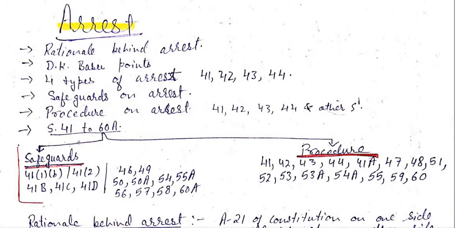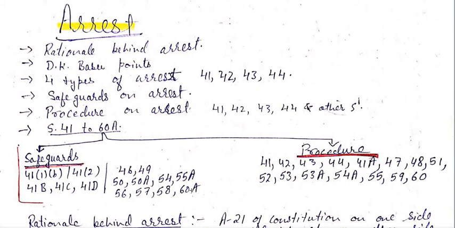In the topic safeguards of arrest, there are certain sections. Note down: Section 41 clause 1 clause B, then 41 clause 2, then 41B, 41C, 41D, then sections 46, 49, 50, 50A, 54, 55A, 56, 57, 58 and 60A. These are the certain sections under the topic of safeguards.